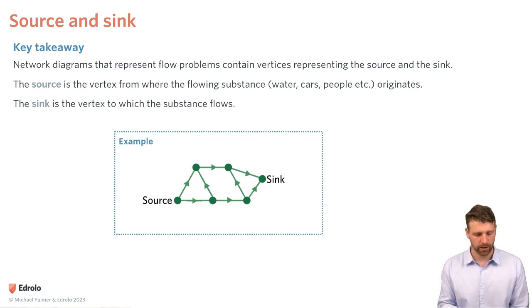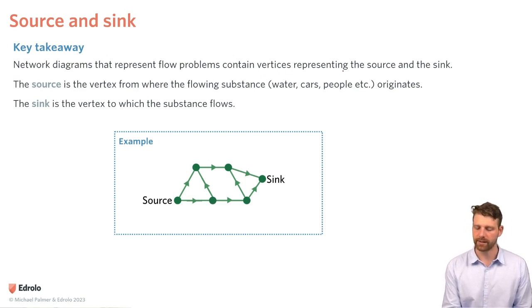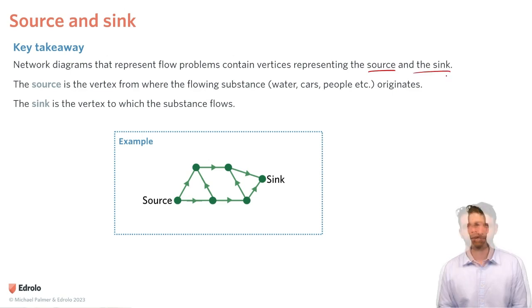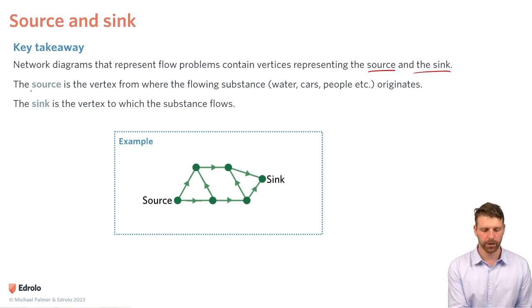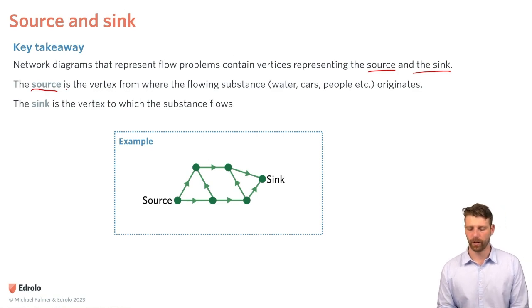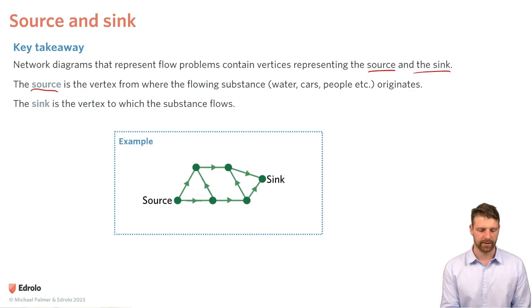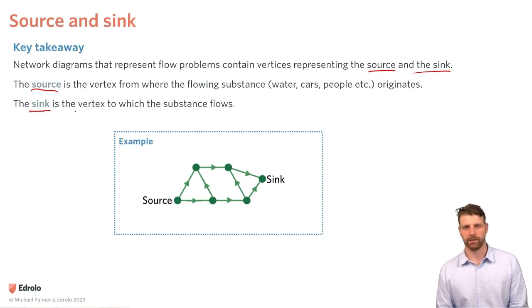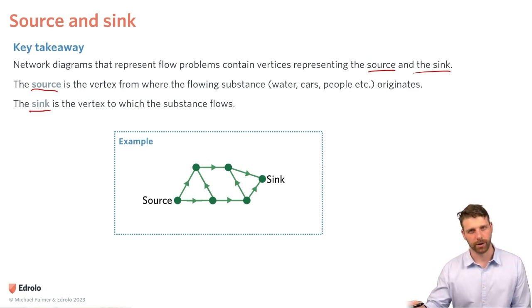So here we've got the key takeaway, which says the network diagrams that represent flow problems contain vertices representing the source and the sink. They should always be labeled on these types of problems. Notice that this is a directed graph, so we only let the water flow in one direction through the network. The source is the vertex where the flowing substance, which can be water, cars, or people, originates. And the sink is the vertex to which that flow is occurring.